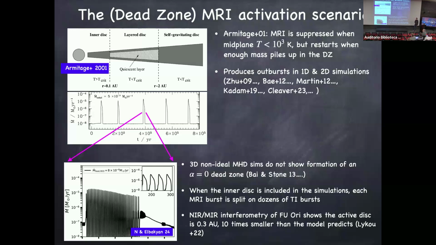Two more questions. The first one from Ashish. Yeah. Hi. I was just curious, can we test some of these ideas by comparing ALMA observations of outbursting sources and non-outbursting sources?